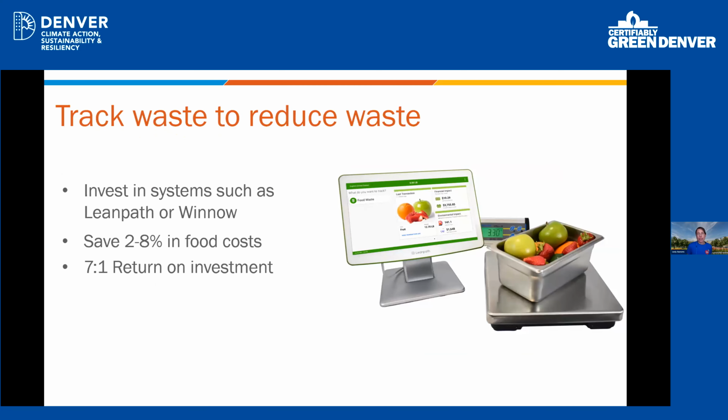Track waste to reduce waste. This is something that's becoming more and more common, but there are systems, two very well-known ones are called LeanPath and Winnow, that will actually use AI and different technologies to get you to weigh your food and see how much you made, how much was sold, how much may have been overcooked, overproduced, things like that, and help streamline your ordering system. This is best because it can be pricey. So it's usually a good solution for larger entities like hotels, large catering, just large institutions in general.